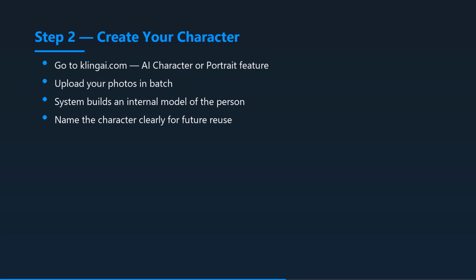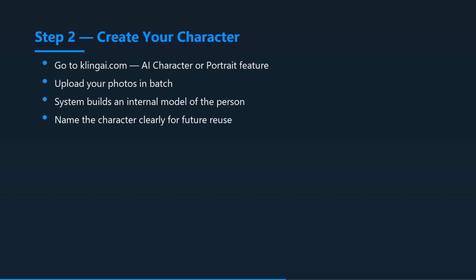Step 2 is uploading to Kling and creating your character. Go to klingai.com and look for the AI character or portrait feature. Kling updates their interface fairly regularly, but the core workflow is consistent. You will find an option to create a reusable character from reference images.